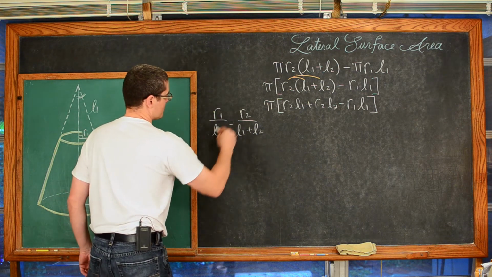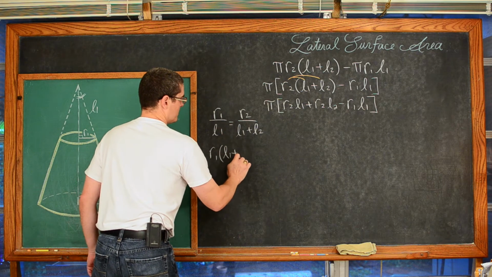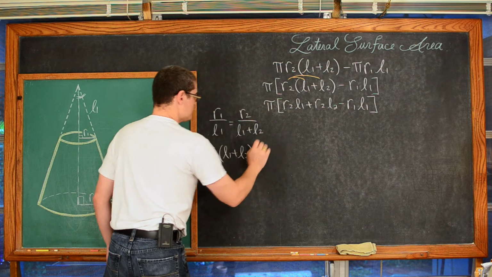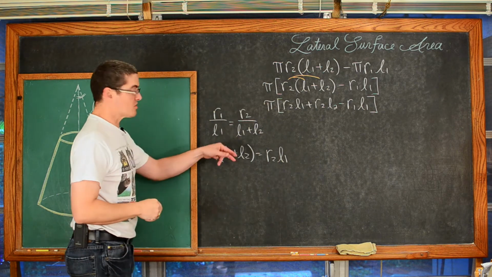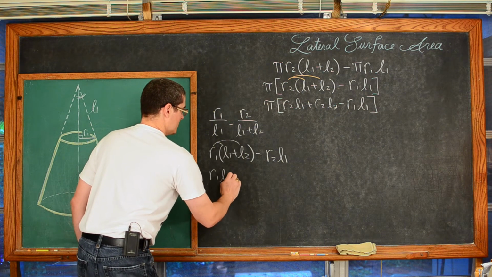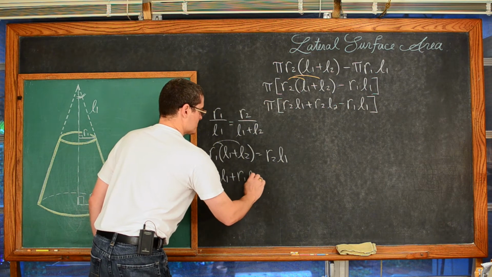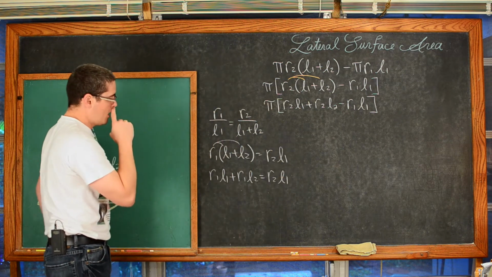We're going to cross multiply this, and we're going to get r sub 1 times L sub 1 plus L sub 2, and that is equal to r sub 2 times L sub 1. All right, distributing this r through here, we get r sub 1 L1 plus r sub 1 L2 is equal to r sub 2 L1.